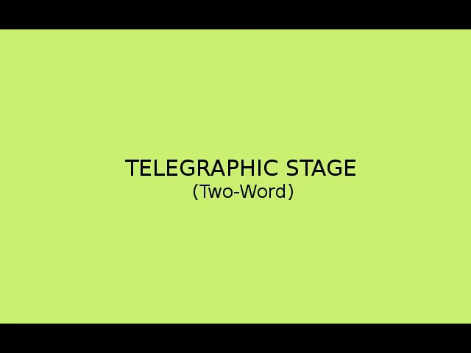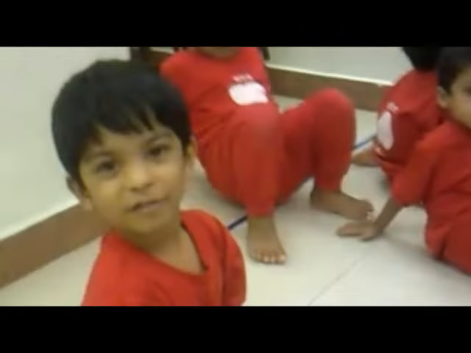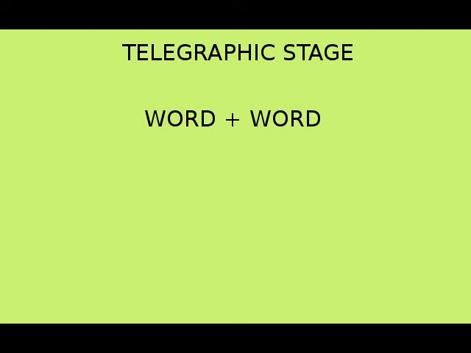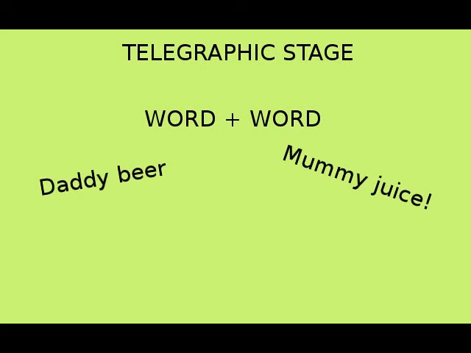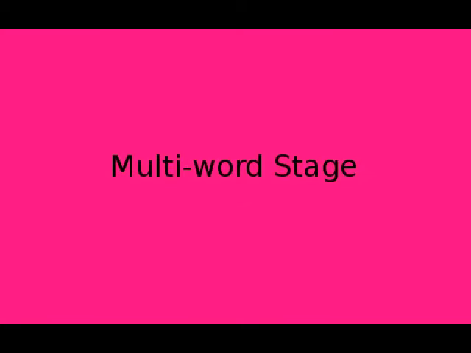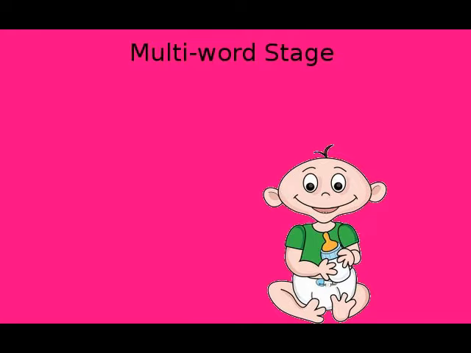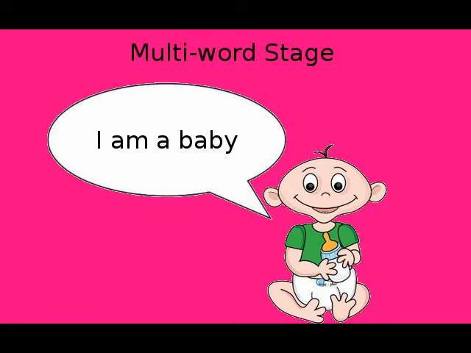This stage usually starts around 18 months. This is where children start to combine words together to convey further meaning, like saying mommy juice, daddy beer, or drink a cup. The last stage is the multi-word stage. There isn't a three-word stage as such, but what comes after the two-word stage is called the multi-word stage. In this stage, the child makes remarkable progress in the way that they speak and develop language.